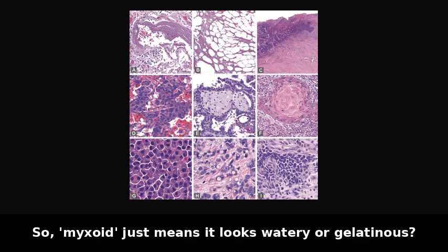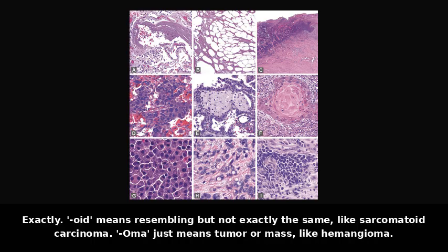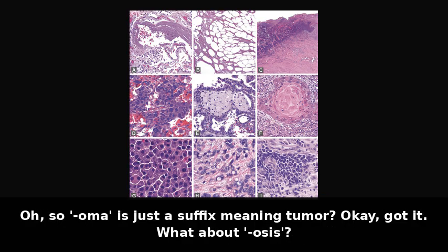So myxoid just means it looks watery or gelatinous. Exactly. Oid means resembling, but not exactly the same, like sarcomatoid carcinoma. Oma just means tumor or mass, like hemangioma. So oma is just a suffix meaning tumor?